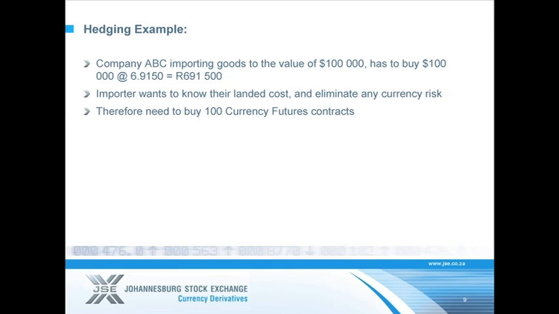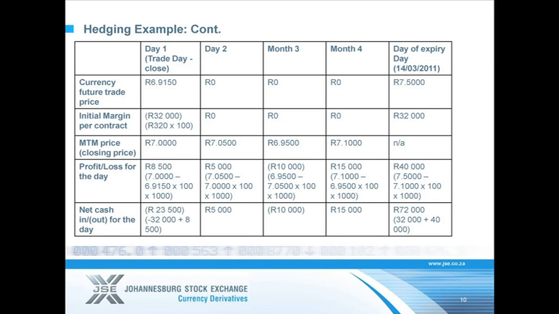So in terms of the example, if I'm buying $100,000, I need to buy 100 contracts. The reason it's 100 contracts is because it's $100,000 and each contract is 1,000. Therefore, you need 100 contracts. On the screen behind me, which is the hedging example continued, this is a full cash flow of what will happen on a daily basis from the time you enter into a transaction to the time you exit a transaction.